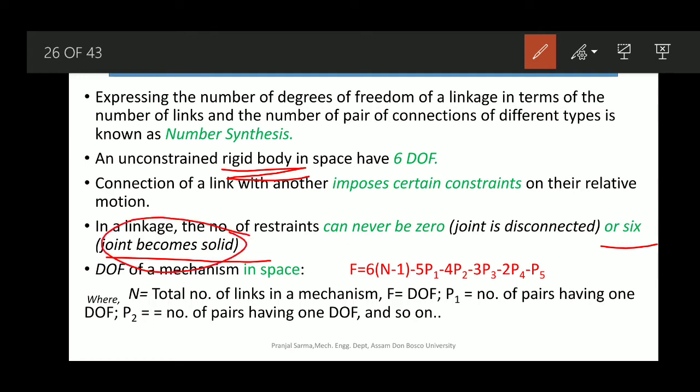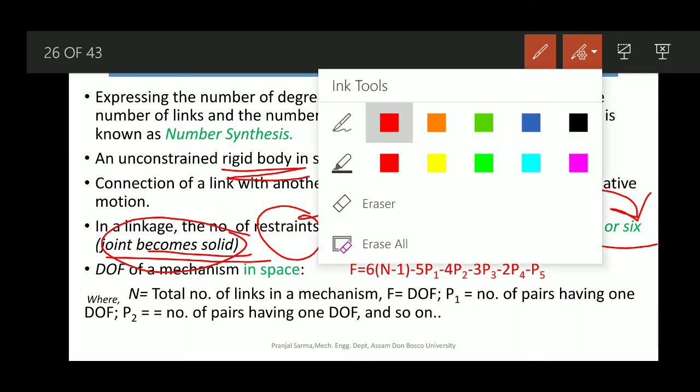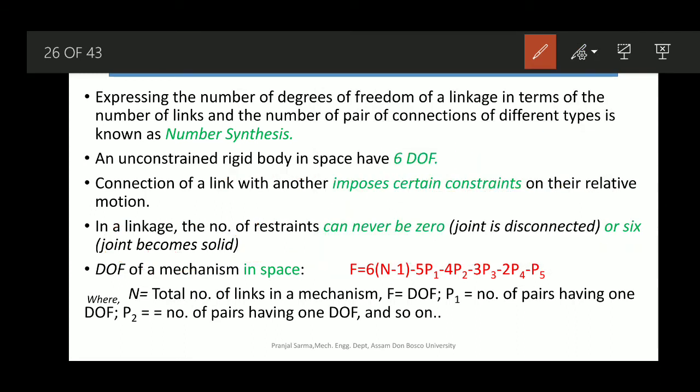Okay, there is no movement possible, that means all the things are restrained. All the 6 independent movements which were previously possible are now restrained. That means the joint is solid, and there is no use of it. If there is not even any possible relative motion, what is the use of it? There is no use. Okay, so that's it.